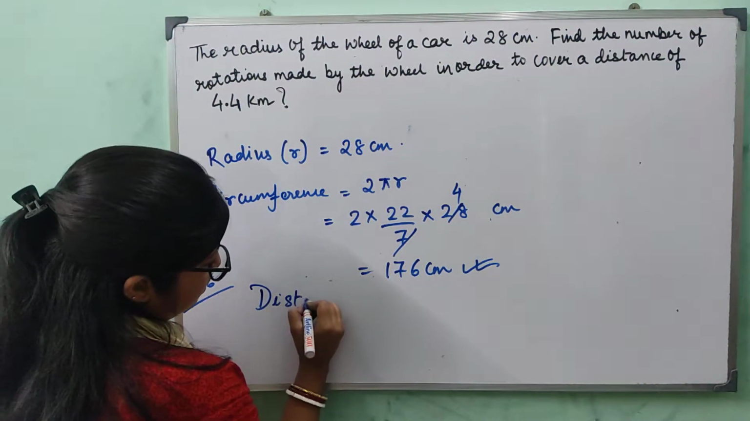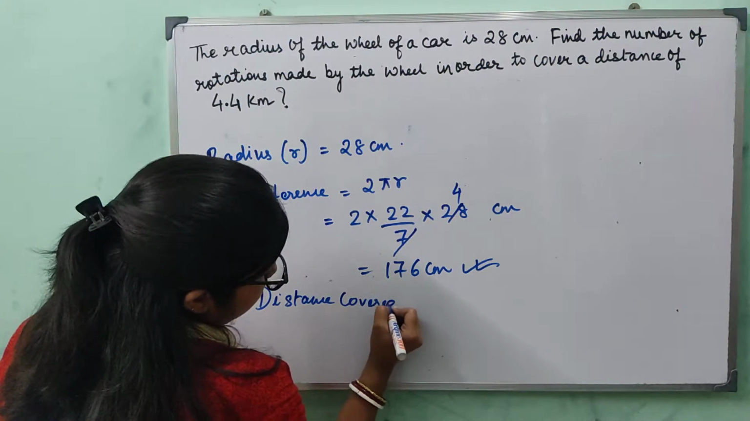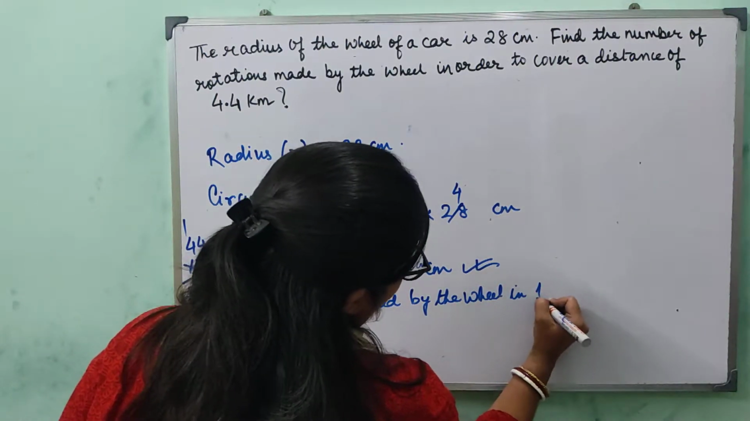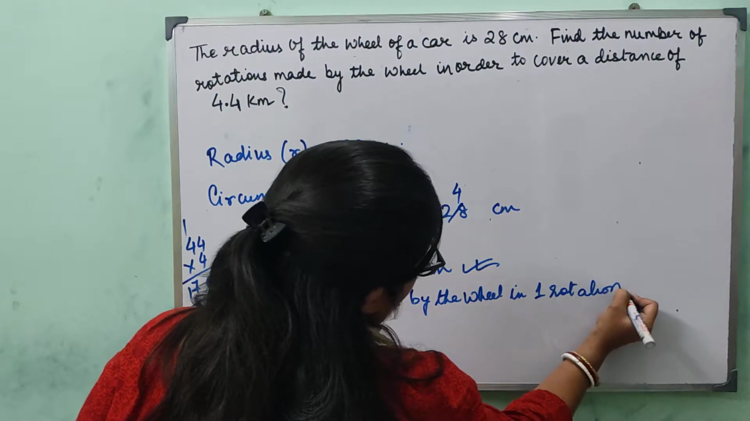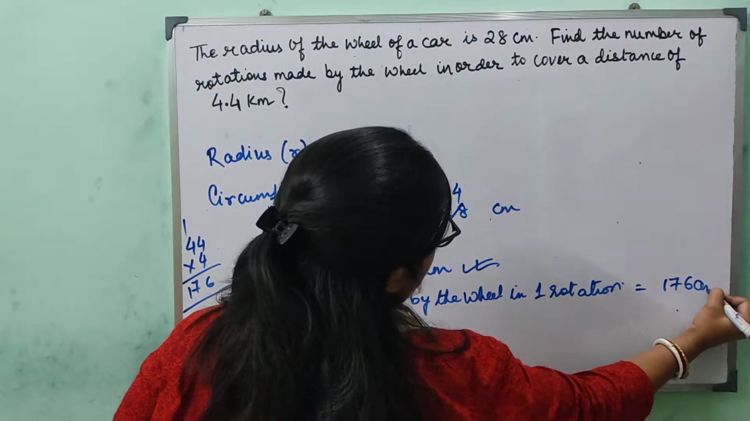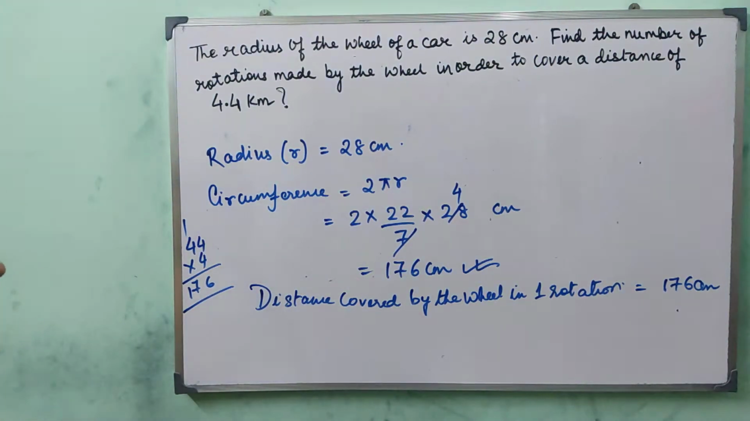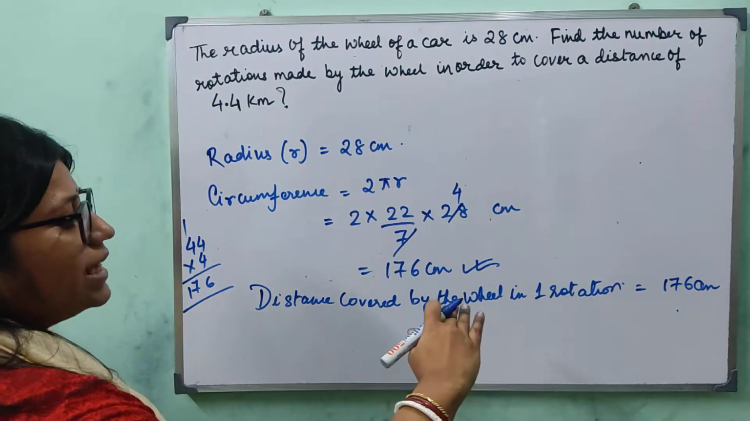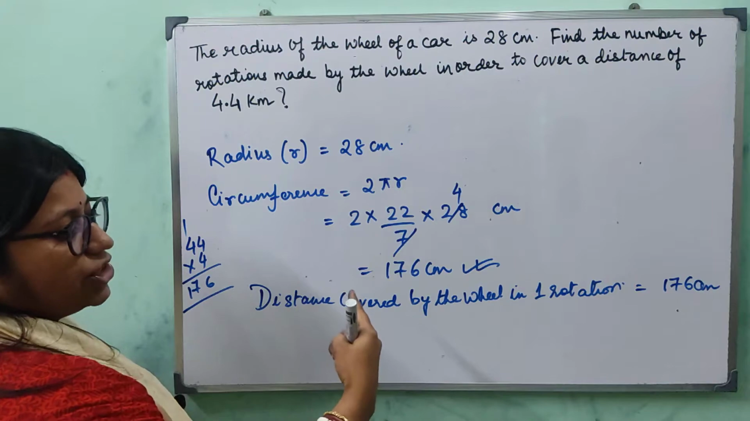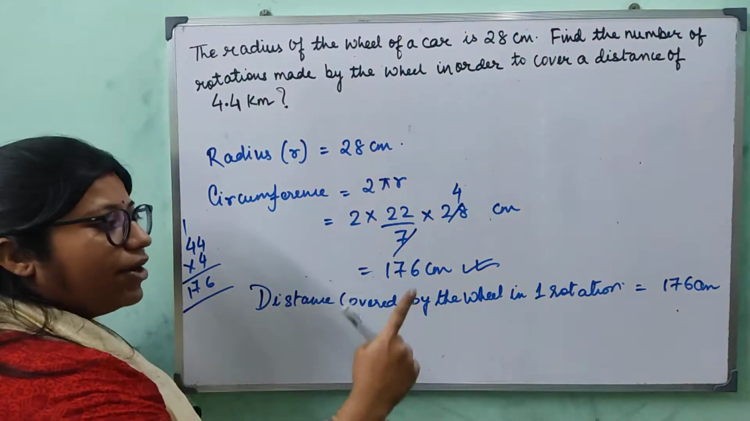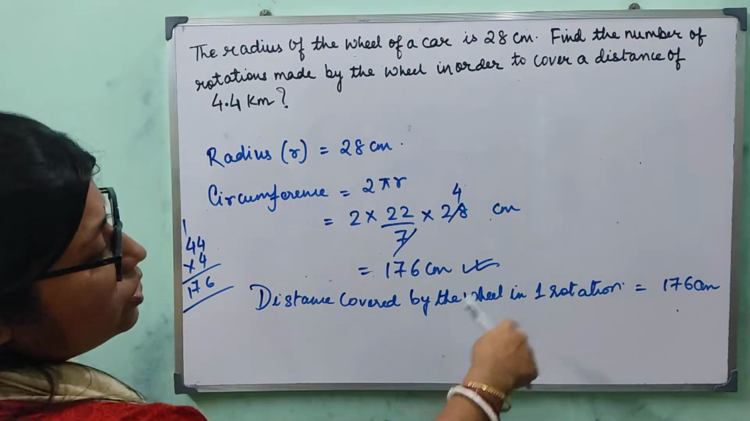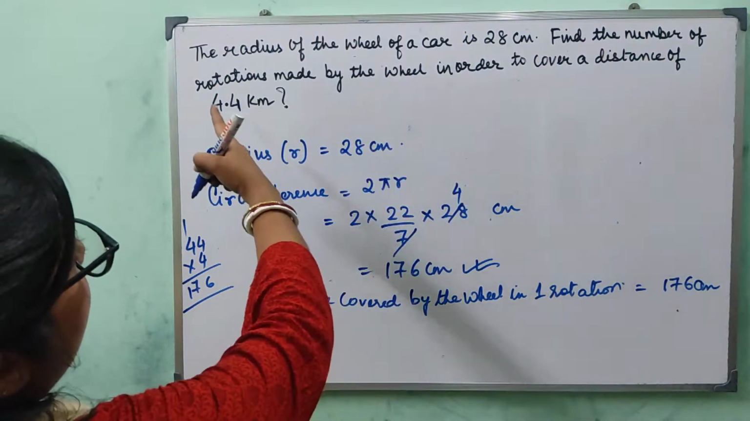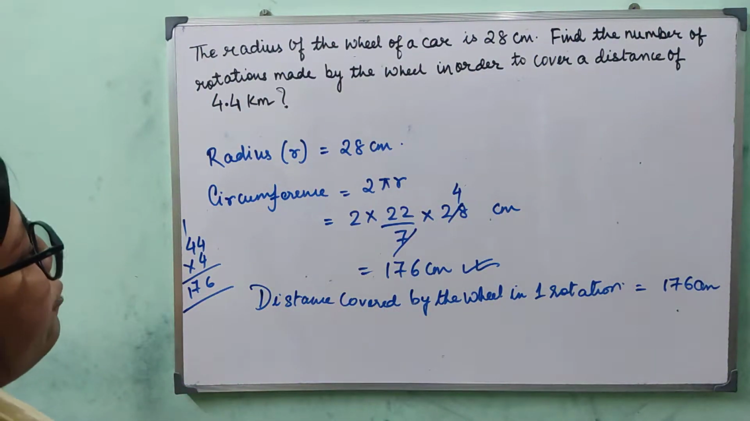That is the distance covered by the wheel in one rotation, which is equal to 176 centimeter. So always remember, the circumference of the wheel is the length or the distance that it covers in taking one complete rotation. So the distance covered by the wheel in one rotation is the circumference of the wheel, which is 176 centimeter for this sum. Okay, now it has covered a total distance of 4.4 kilometer.